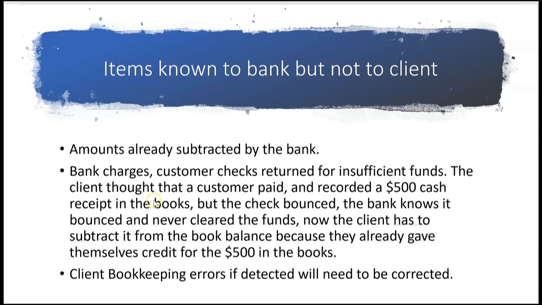The client thought that the customer paid, recorded a $500 cash receipt in the books, but the check bounced. The bank knows it bounced and never cleared the funds. Now the client has to subtract that from the book balance because they already gave themselves credit for the $500 in the books. So those are two big ones that the bank already knows about, but you don't know it until you see the bank statement. Bank charges and customer checks returned for insufficient funds.